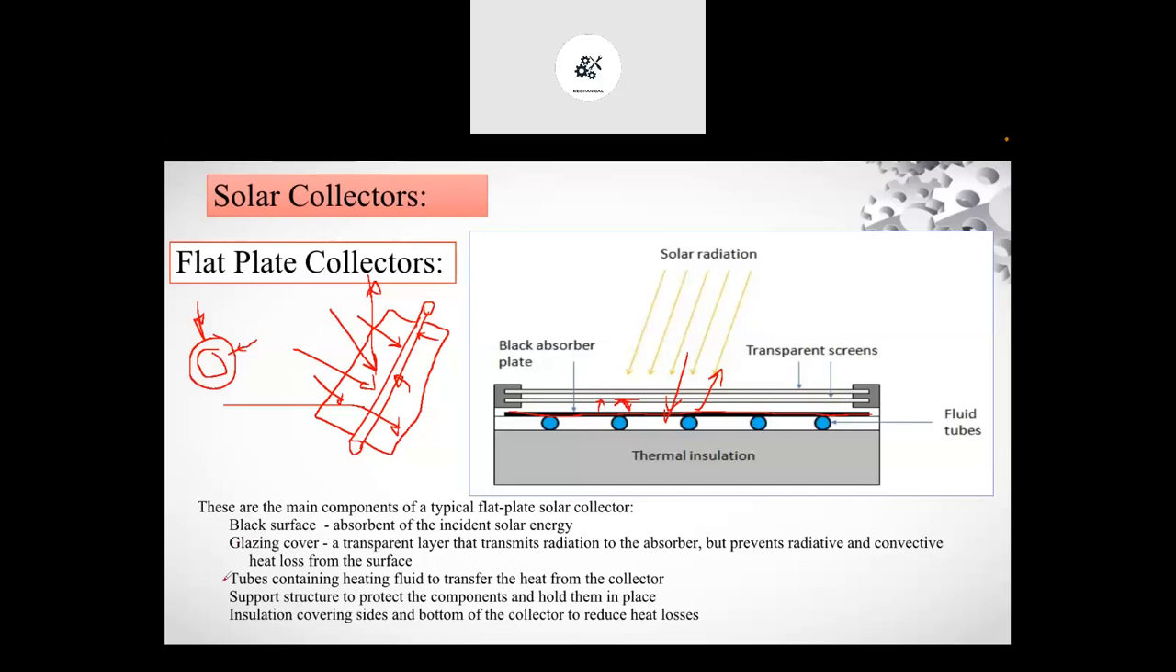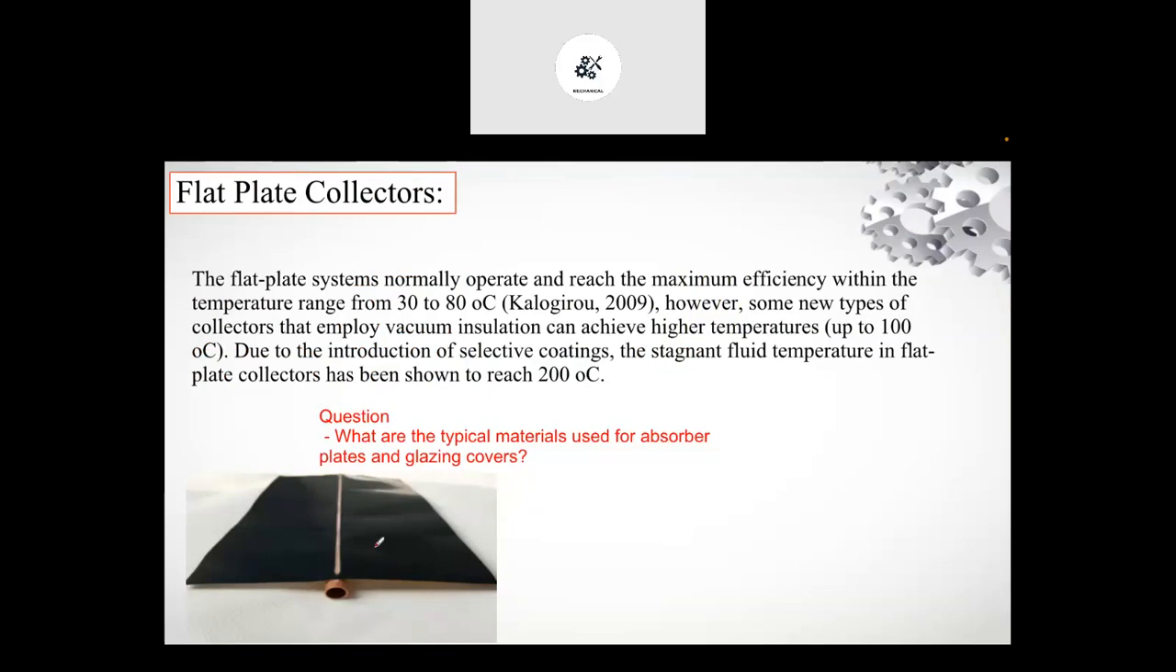So the main components you saw are the black surface, glazing covers, tubes, support structures, insulation covering, etc. You will see these tubes and the sheets connected to them are painted in black color, so you will enhance the performance of the flat plate collector. Now, this flat plate collector system will normally operate in the range of 30 to 80 degrees in some cases. In advanced collectors, we can achieve temperatures up to 100 degrees or more than 100 degrees in some cases.